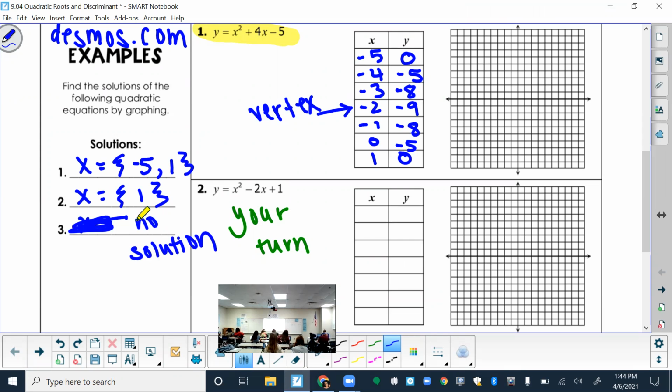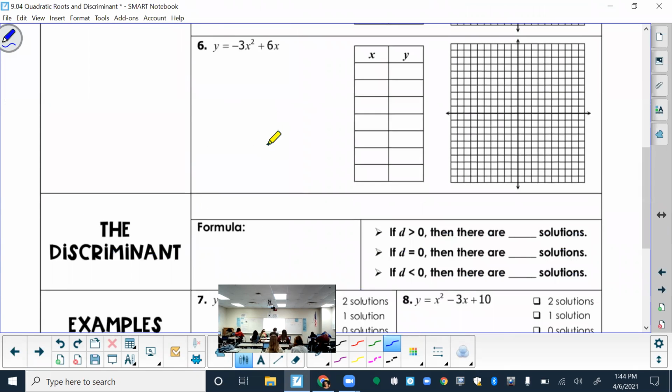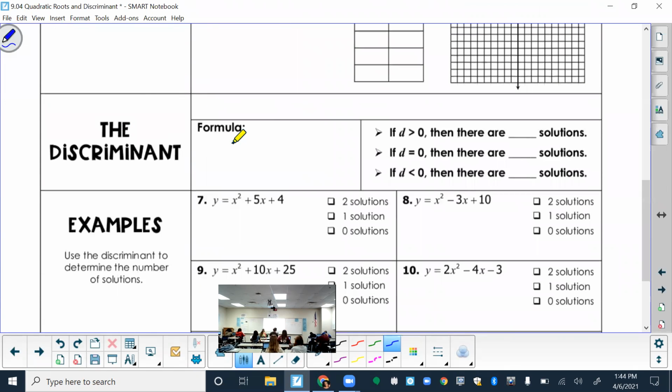All right, don't put your stuff away. We have one more thing to go over. I promise I'll give you enough time to pack up. We just have to talk about what the discriminant is. So on the back side of your note paper, we're going to talk about the discriminant, which is really just a fancy way of describing a number that's used to determine the number of solutions.